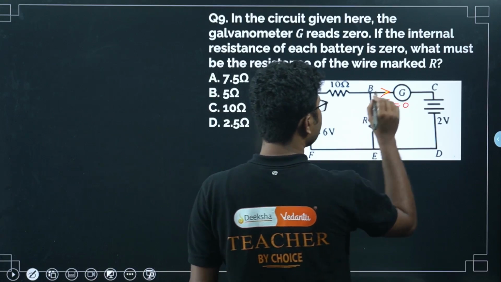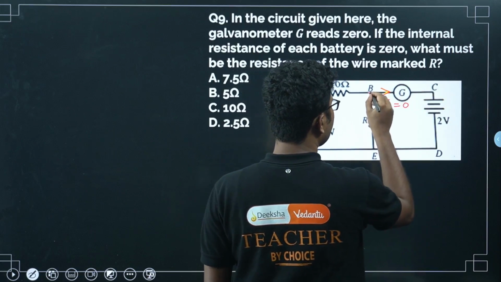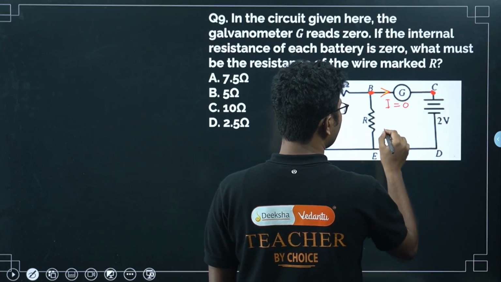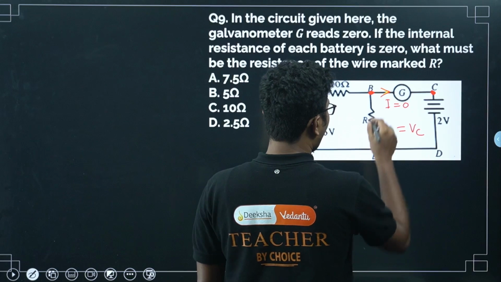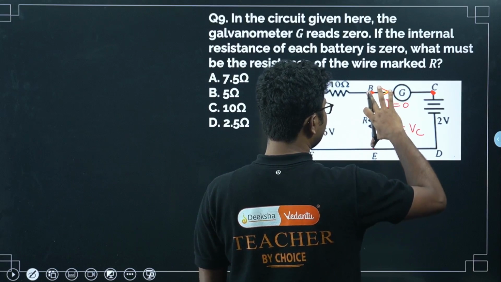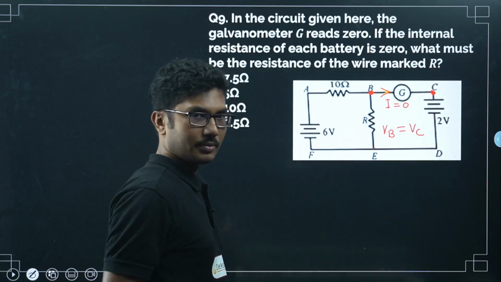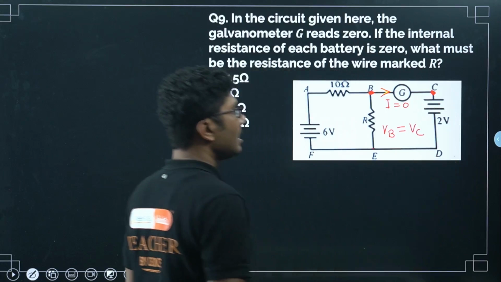Now if you consider no current passing through this galvanometer, that means the potential at point B and the potential at point C must be equal. So VB must be equal to VC, right? Or in other words, we can say the potential across R should be equal to the potential across CD.